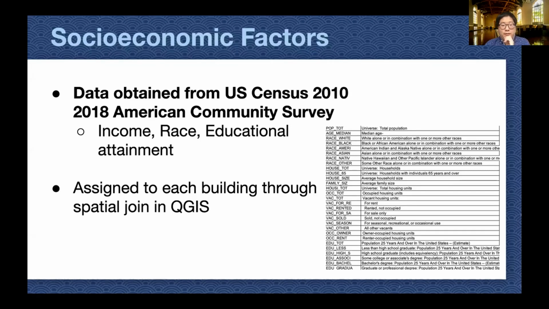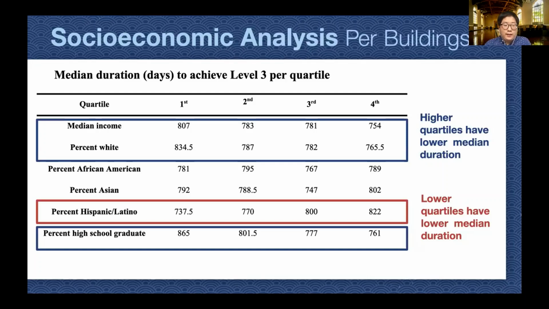To analyze the effect of socioeconomic status on the overall retrofit progress, I got data on income, race, and educational attainment for LA County from the US Census Bureau, and they were assigned to each building based on their locations using QGIS. And again, for better comparison, each socioeconomic profile was divided into 4 quartiles. For instance, the first income quartile corresponds to the 25% lowest income group, while the 4th quartile corresponds to the 25% highest income group. And the duration to achieve level 3 compliance was found for each quartile.